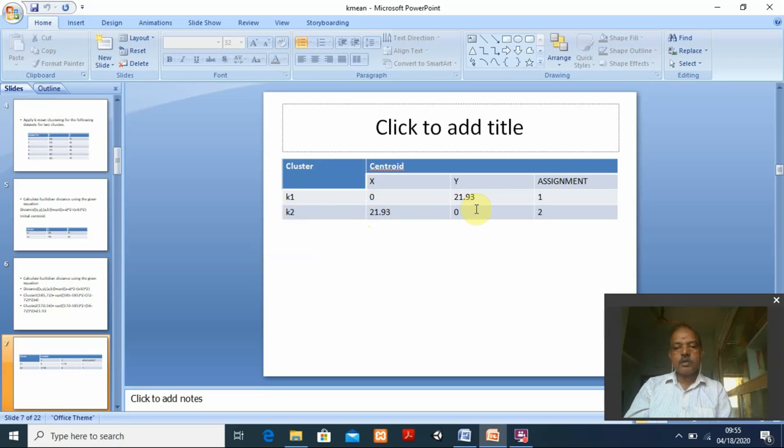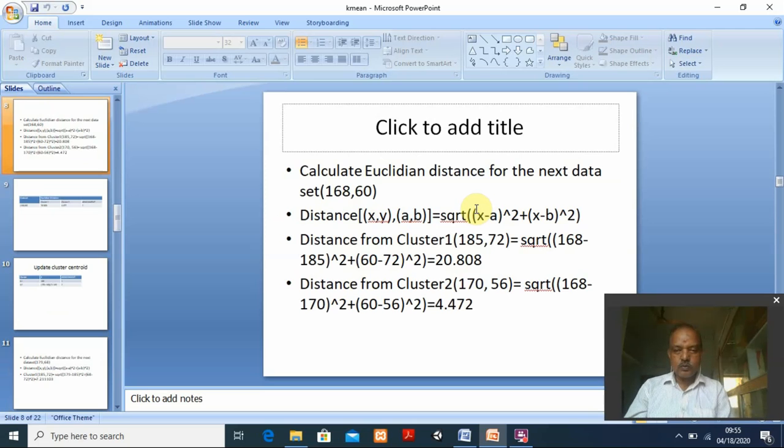Similarly we will calculate the number of distances, and based on that we will find the minimum distance, and we will put the point into that particular cluster. Now let us calculate the next data. Suppose I go for the next one, 168, 60. Now with respect to 185, 72, it is 168 minus 185 whole square plus 60 minus 72 whole square, and it is coming 20.808.